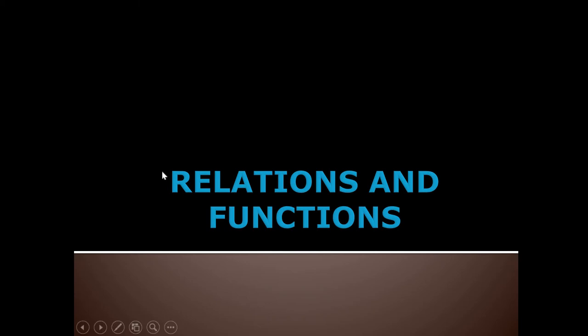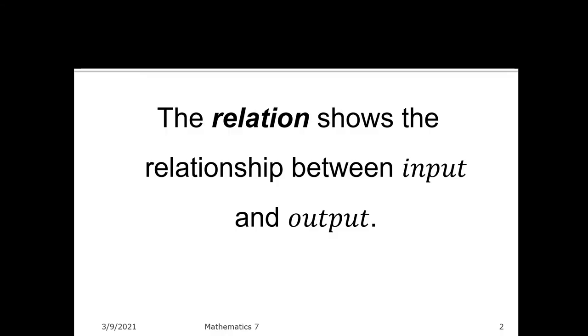So we now moved on to relations and functions. We defined that a relation shows the relationship between input and output. The input is the first, and the output is the second. The input is what you put in, and the output is something that will come out.